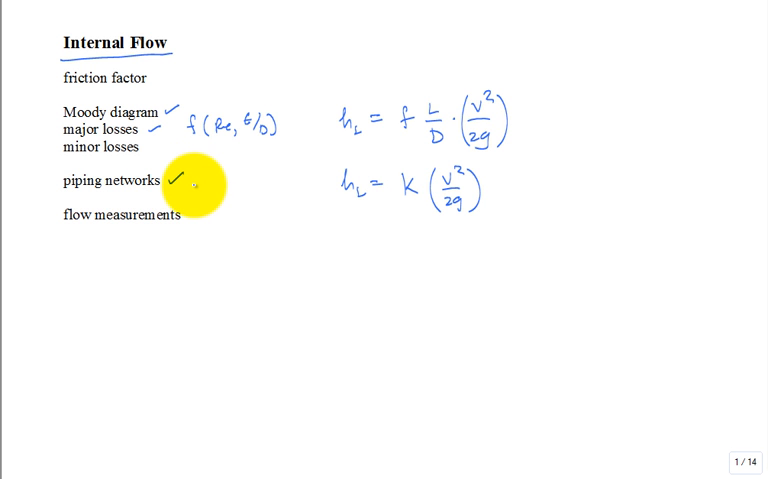So piping networks are often iterative because you're maybe trying to solve for the flow rate or the speed or the velocity of the fluid in the pipe, and you don't know the friction factor. But the friction factor is a function of Reynolds number, which means you need to know the flow rate or the speed in the pipe. So it's iterative. Then we'll close out by talking about flow measurements.